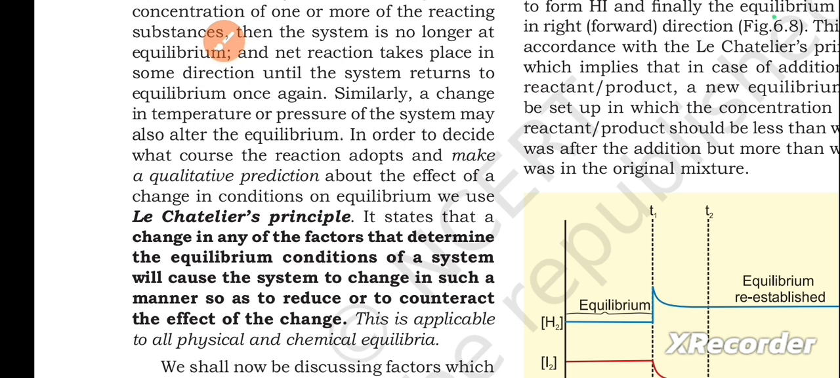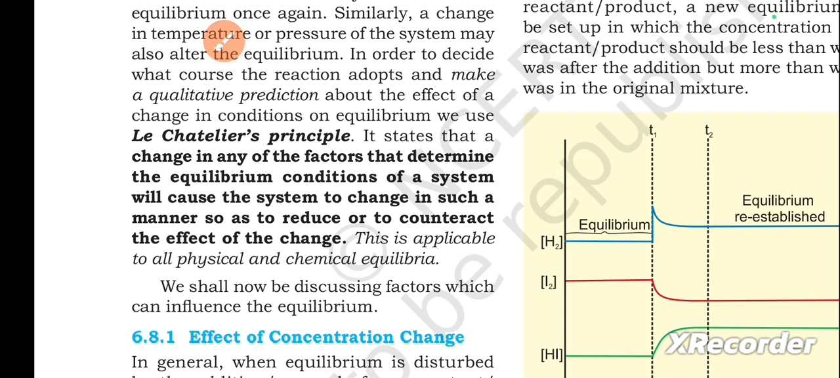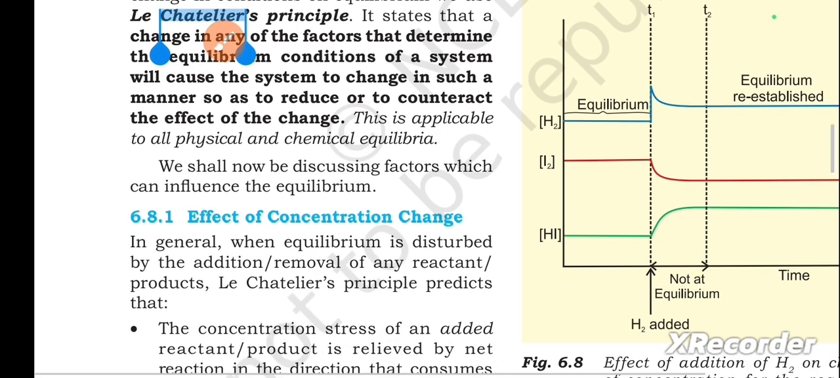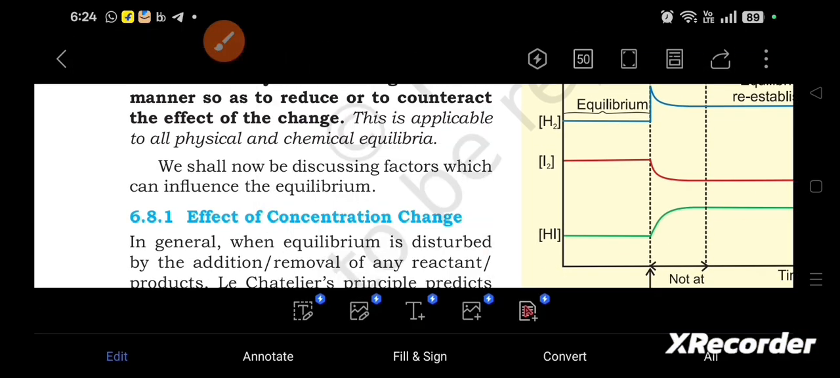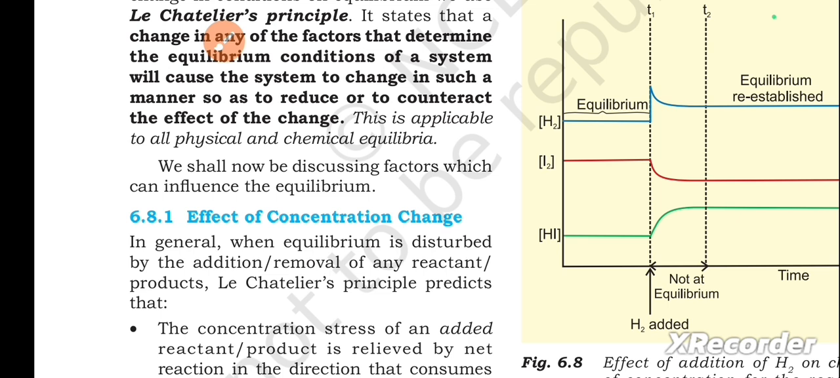In order to decide what course the reaction adopts and make a qualitative prediction about the effect of a change in conditions on equilibrium, we use Le Chatelier's principle. It states that a change in any of the factors that determine the equilibrium conditions of a system will cause the system to change in such a manner so as to reduce or to counteract the effect of the change. This is applicable to all physical and chemical equilibria. We shall now be discussing factors which can influence the equilibrium.